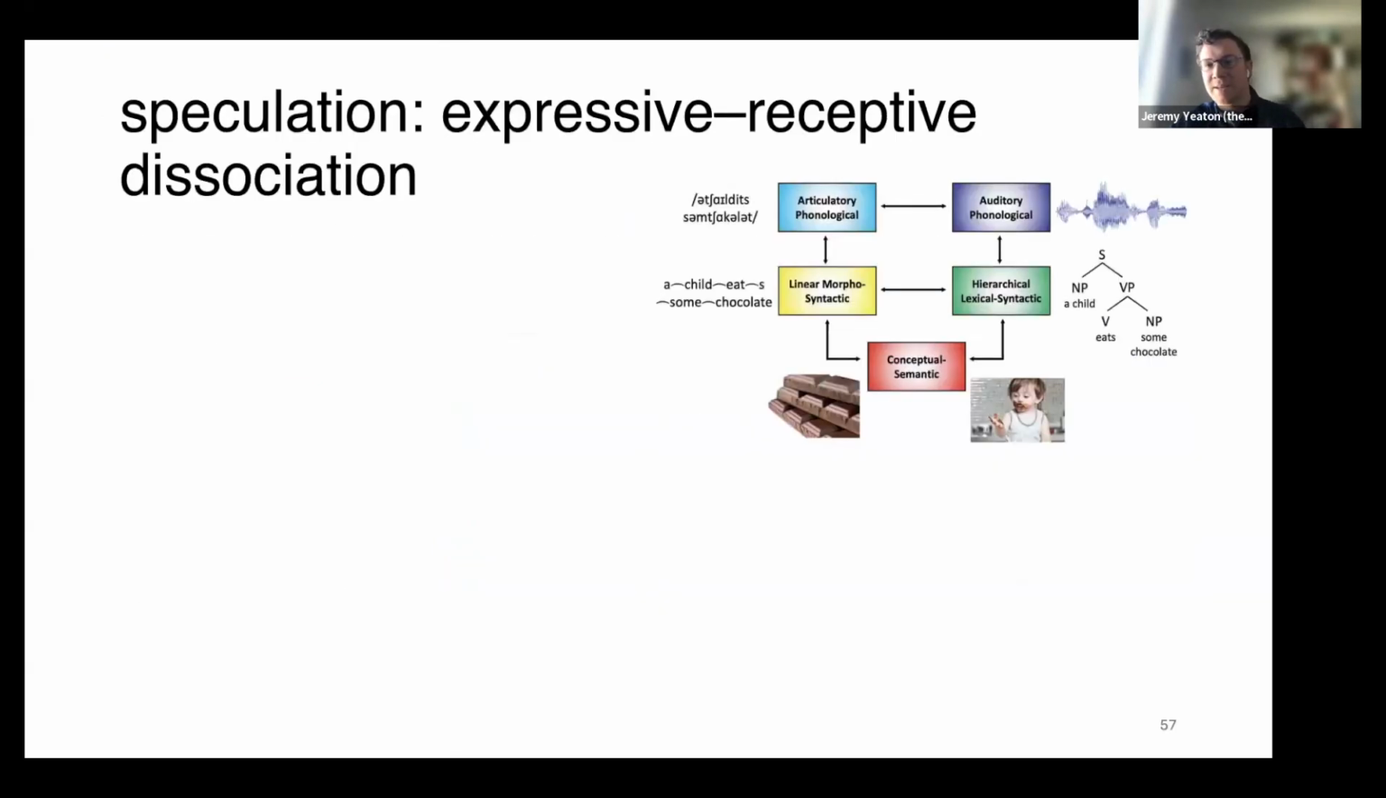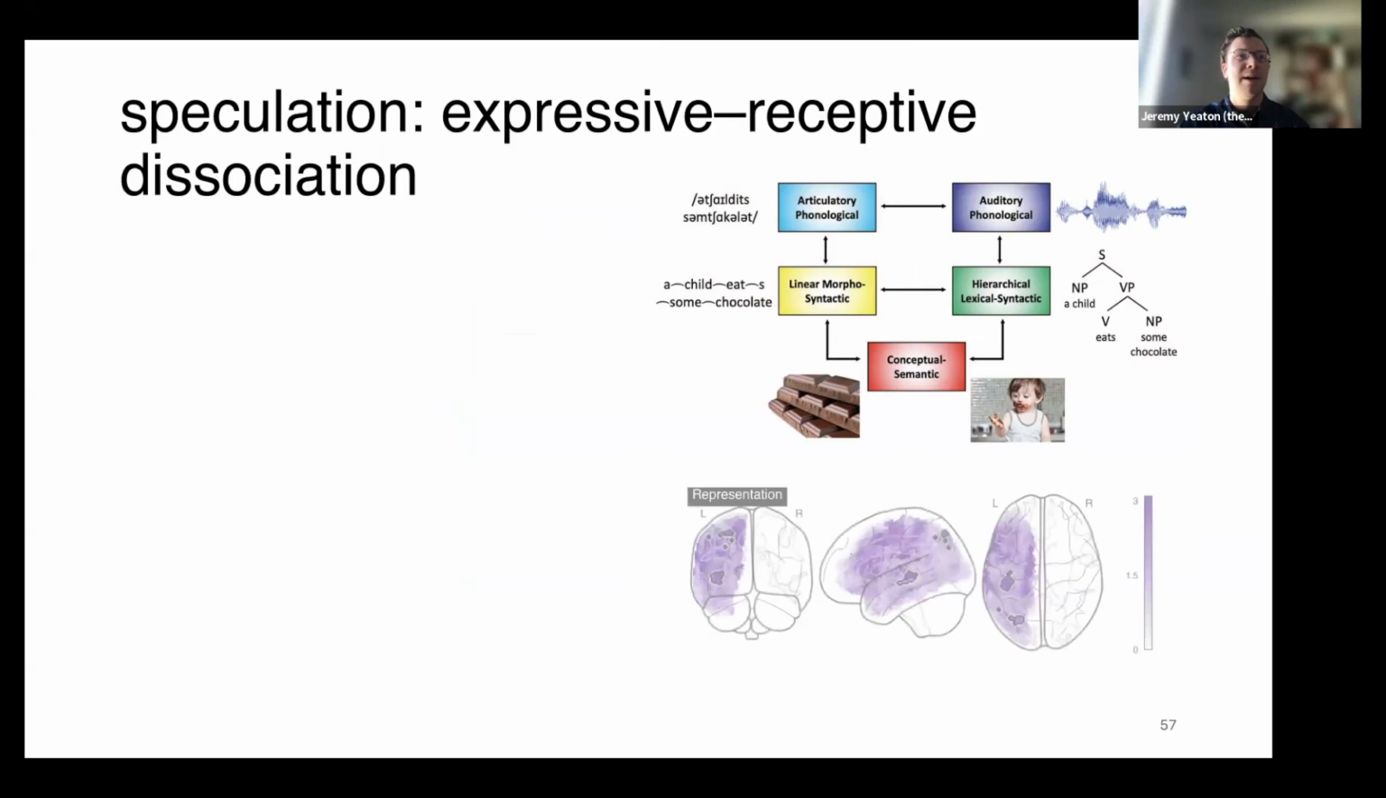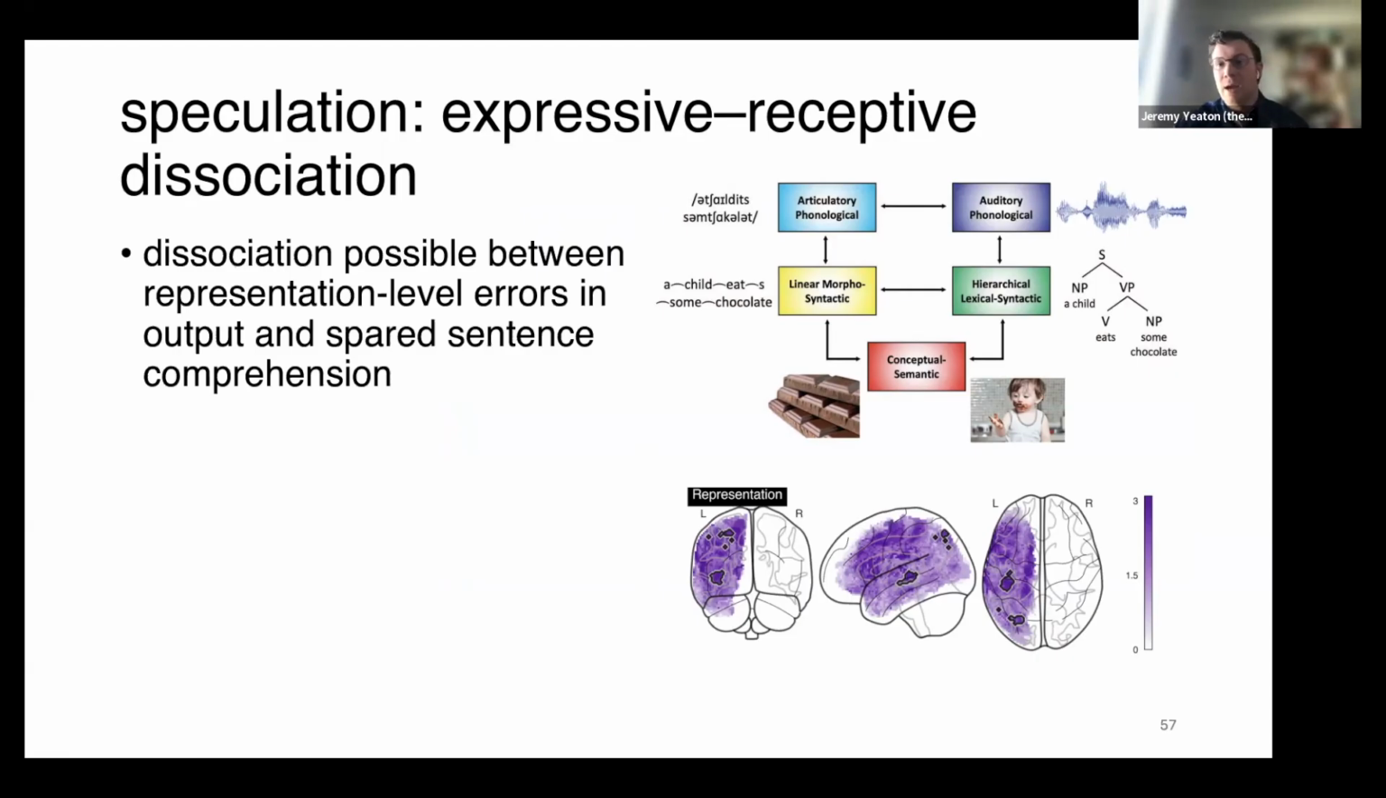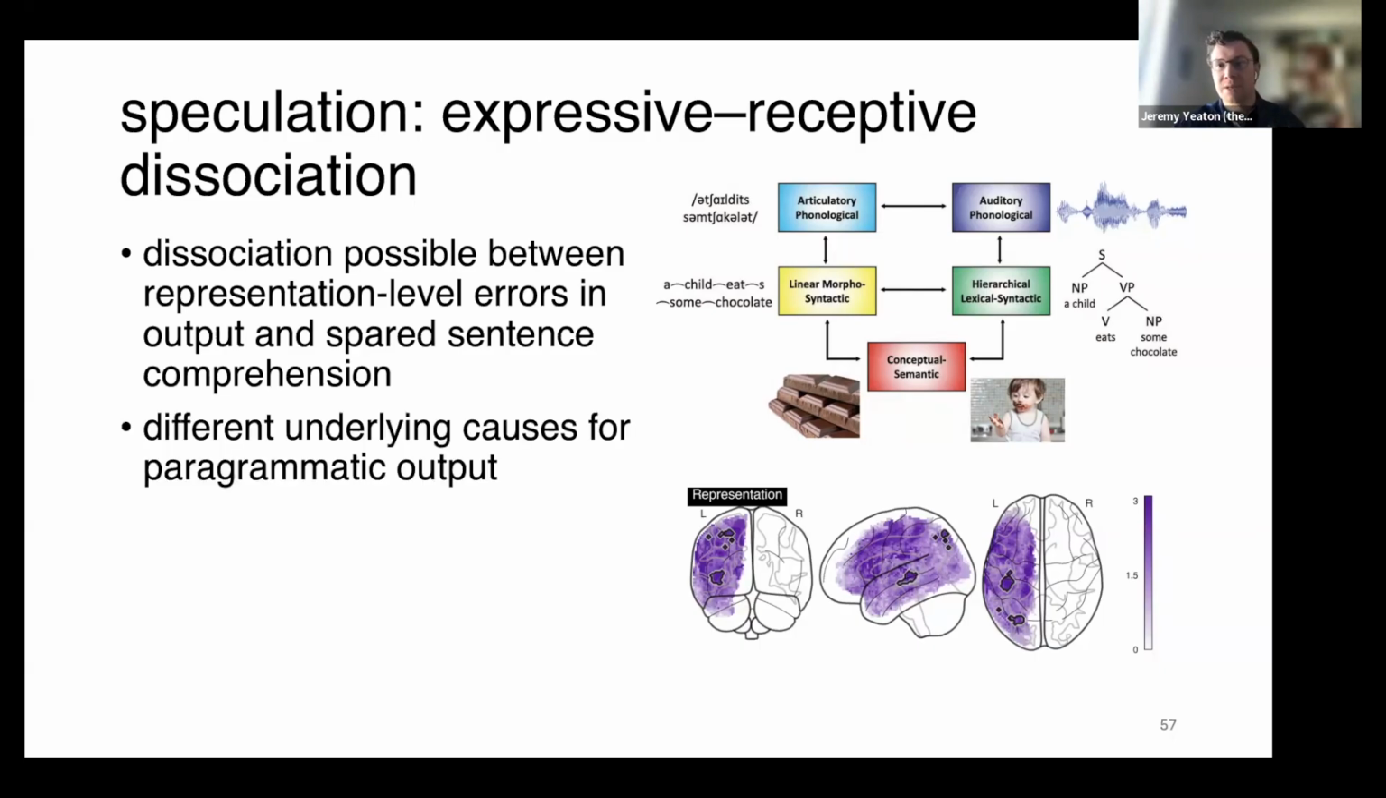So here's my soapbox speculation about an expressive and receptive dissociation. So if we see our schematic here of the syntactic system versus our representation level errors map, in theory, it should be possible to dissociate between representation level errors and output. So if we see people that are making lots of representation errors, they should still be people that are able to comprehend sentences well.